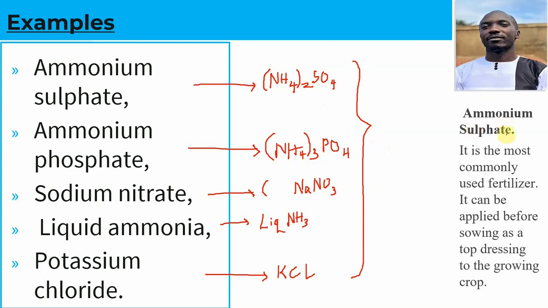Then we can also say that ammonium sulfate, which happens to be our first fertilizer, is the most commonly used fertilizer, and it can be applied before sowing or as a top dressing to the growing crop. Here we are giving the advantage of using it, or how we can apply ammonium sulfate as a fertilizer. Again, it is the commonly used fertilizer. So if you find a question asking for the common fertilizer, that would be ammonium sulfate. And here we put its chemical formula.